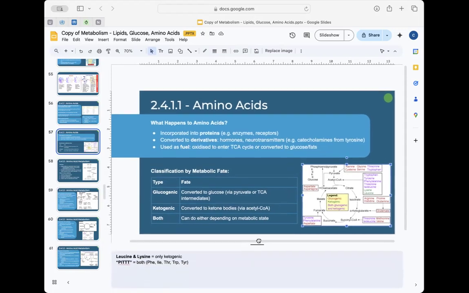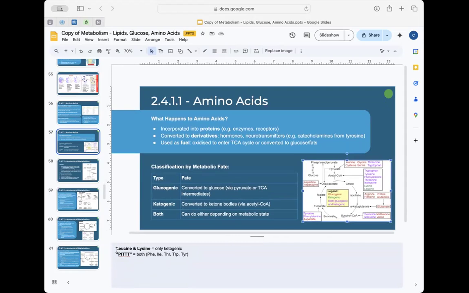Here's the memory tool to remember which one's which. Leucine and lysine are the only ketogenic ones. And you can remember the ones that are both from this PIT or PI triple T. And then inevitably anything else that comes up on your screen in the multiple choice that isn't one of these seven is going to be only glucogenic. So just to help with memorization there.